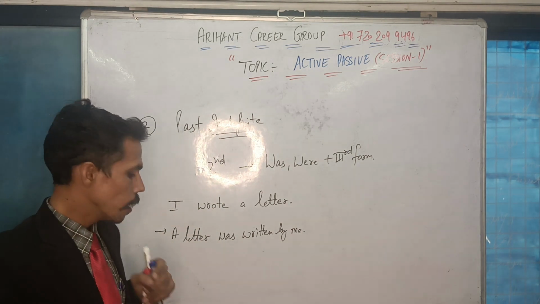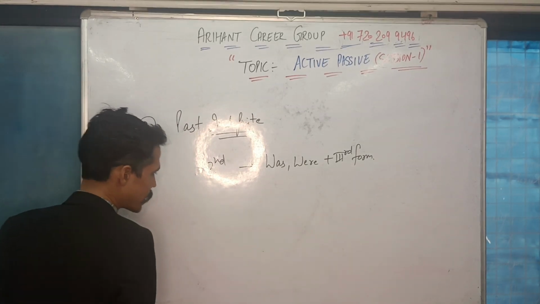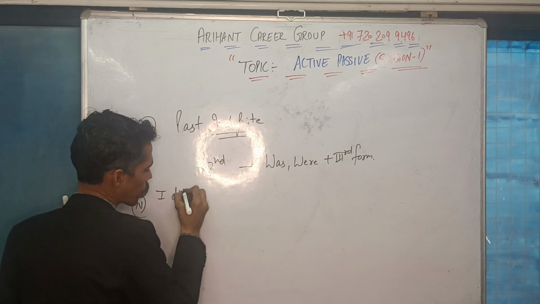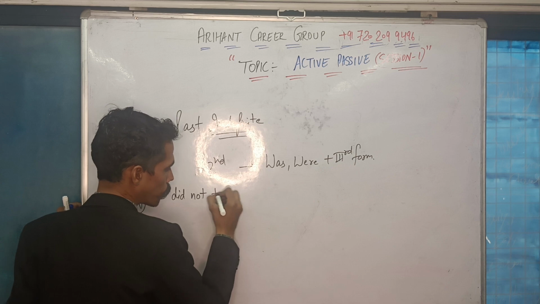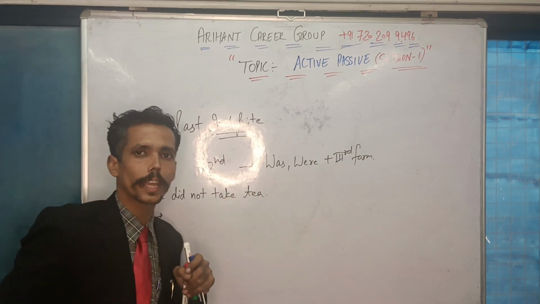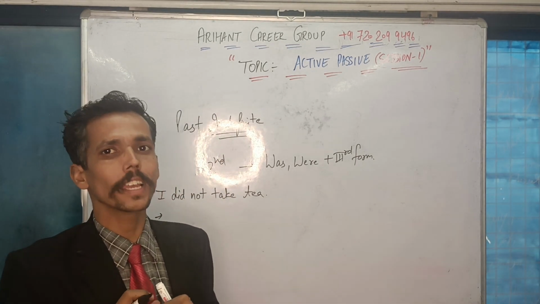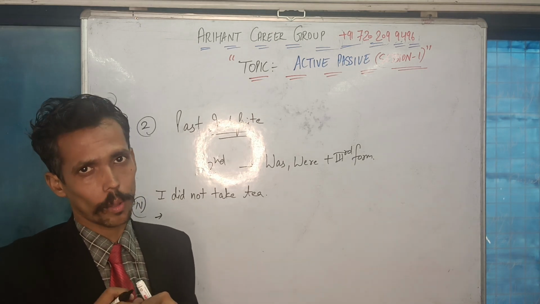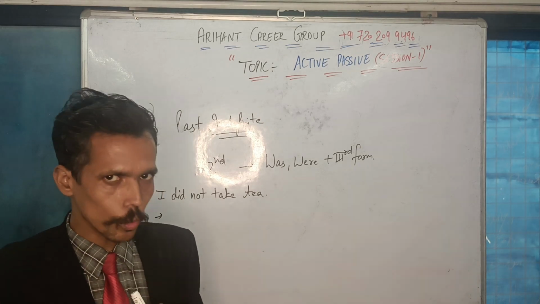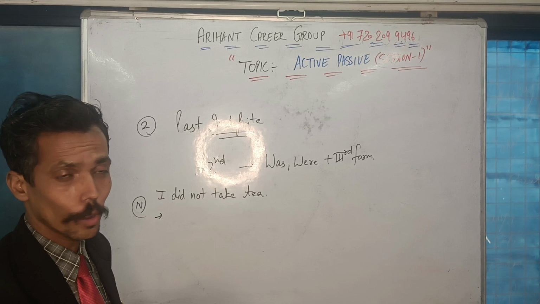This is a positive sentence now. I wrote a letter. But in case you want to write a negative sentence, I'm going to change the sentence. Suppose I did not take tea. So should I use "I did not take a tea"? What do you think? A cannot be used because A is an article and tea is an uncountable noun. Please do not use articles with uncountable nouns. This is the uncountable noun tea. You cannot count it. It's in a liquid form.